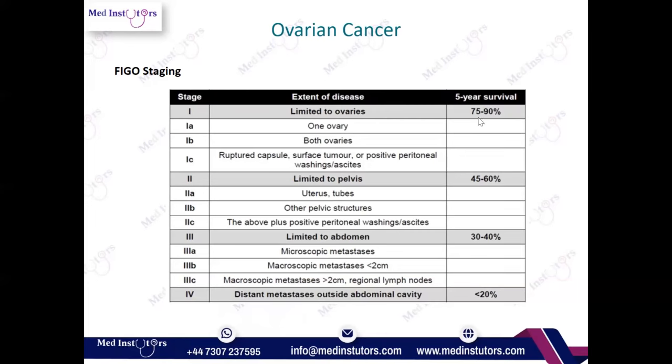And with this, you can see the 5-year survival rate of each stage. If a patient is diagnosed at stage 1, which is limited to the ovaries, there is a 75 to 90% chance of survival in 5 years. And now you can see that with advancing staging, the prognosis is decreasing. In stage 2, it is 45 to 60%. In stage 3, it is 30 to 40%. And in stage 4, there is less than 20% chance of patient survival. Am I clear?